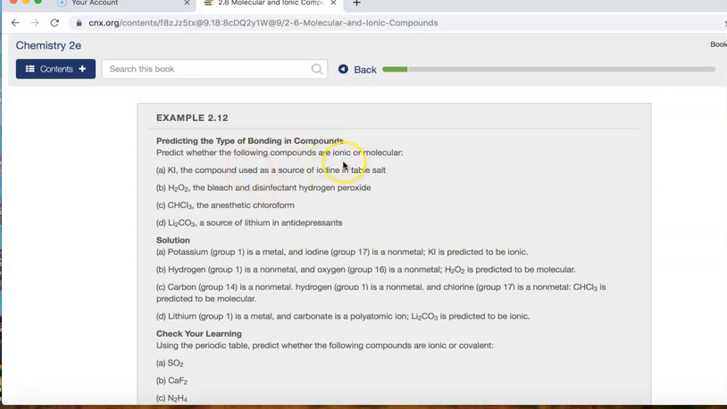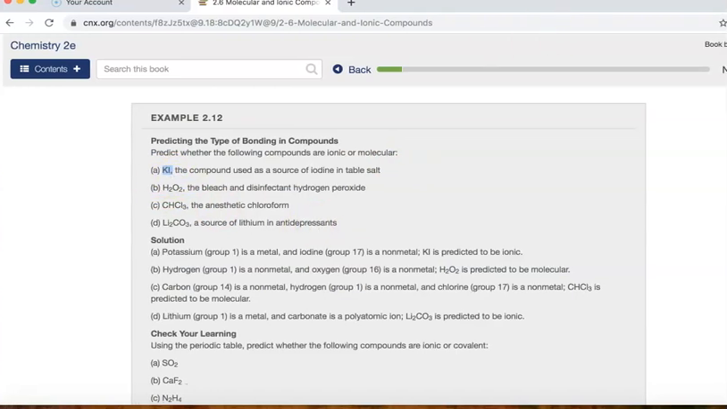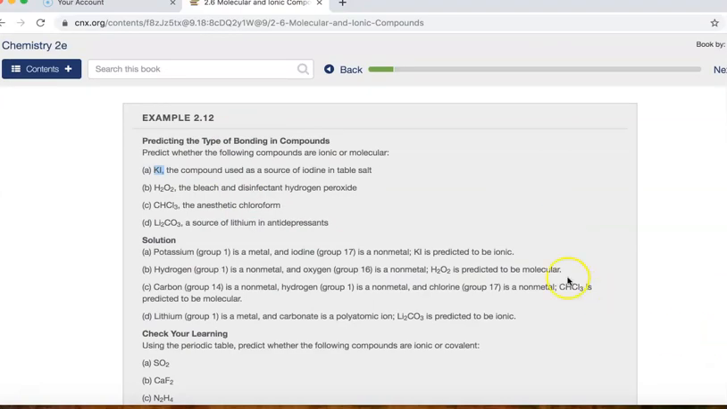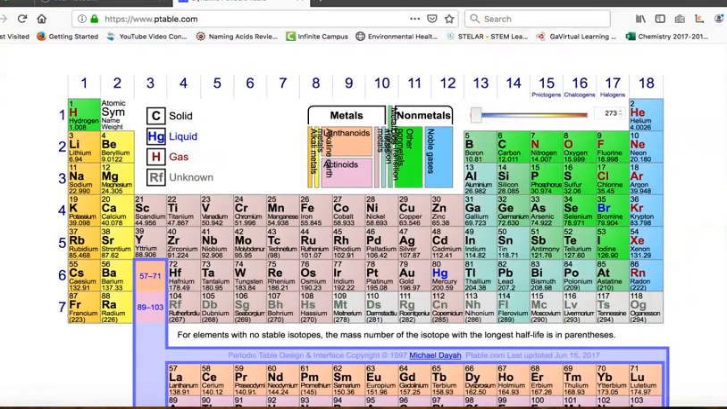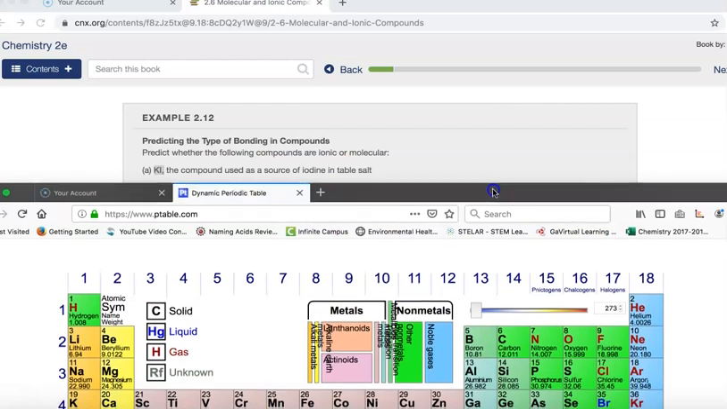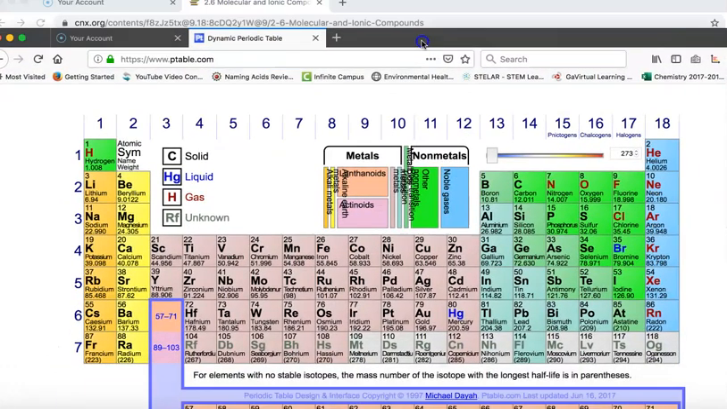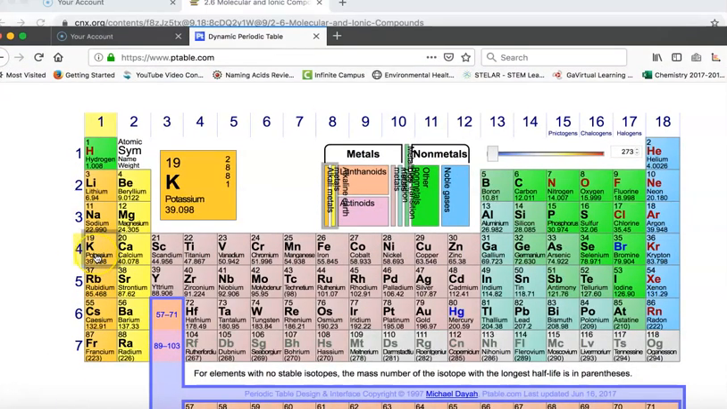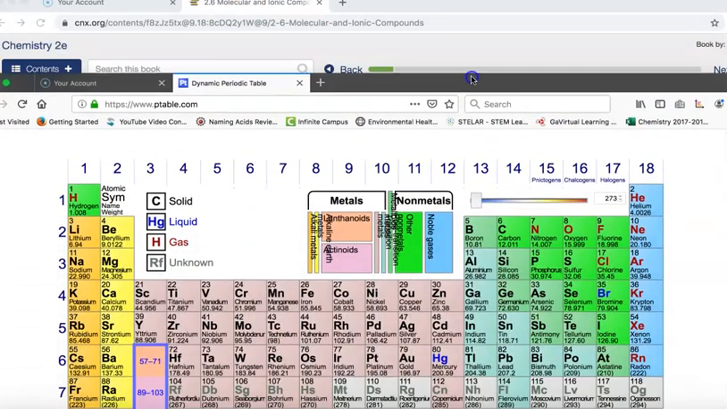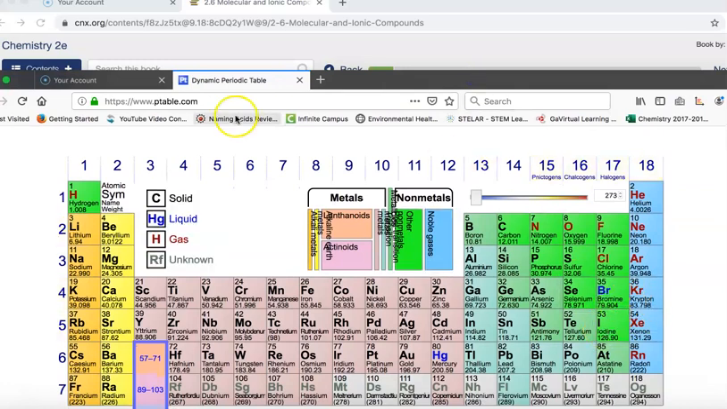Looking at our example here in your textbook, they're trying to predict whether a compound is ionic or molecular. Their first compound is KI. There's a systematic process here: you have to look up each element on the periodic table to figure out if you have two nonmetals or a metal and a nonmetal. Here, in KI, K is potassium. If I look up potassium, that's a metal, and iodine over here is a nonmetal.